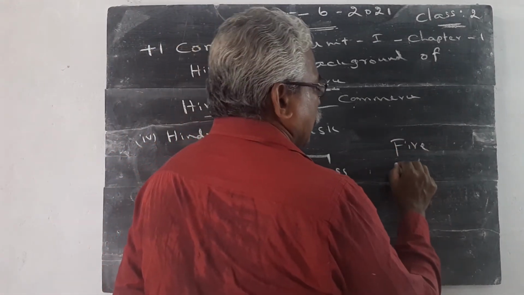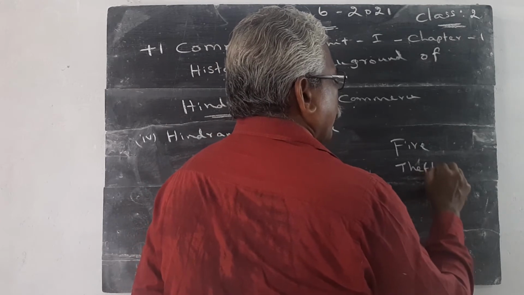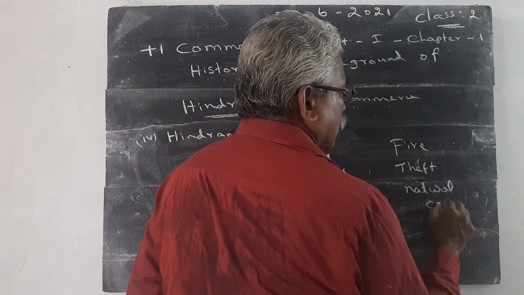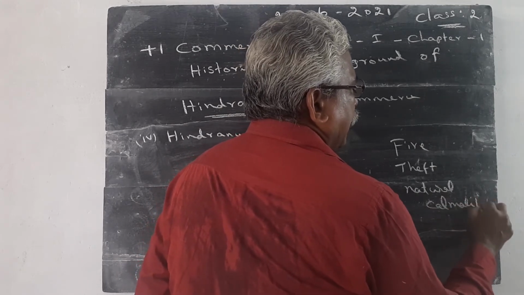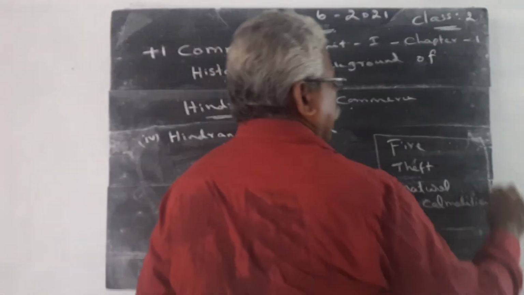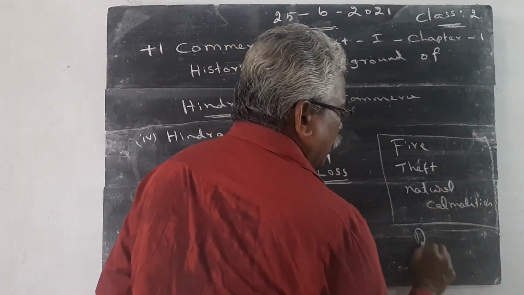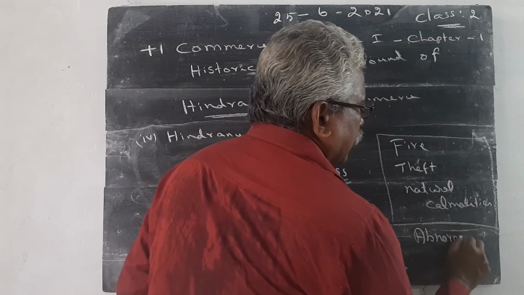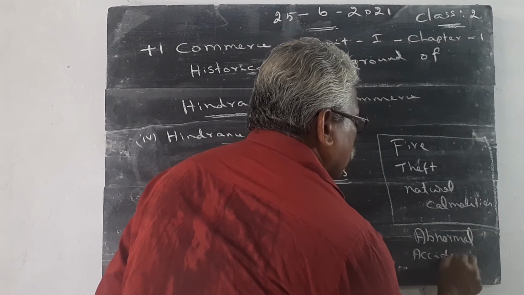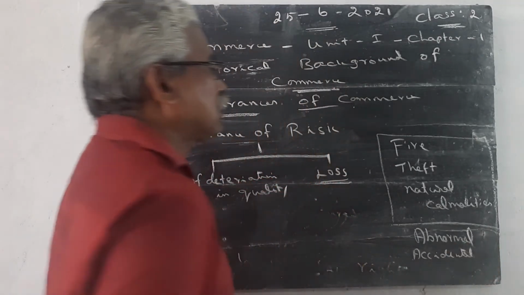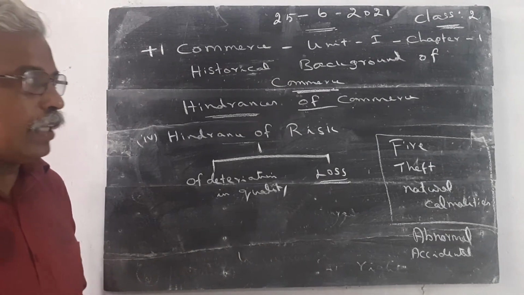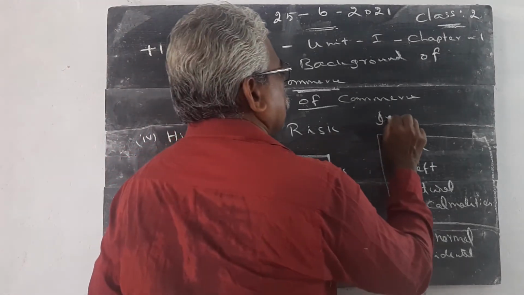or due to theft, or due to any natural calamities. The goods may be destroyed. So this loss is considered an abnormal loss, unexpected loss or accidental loss. These losses are rectified by the insurance companies.